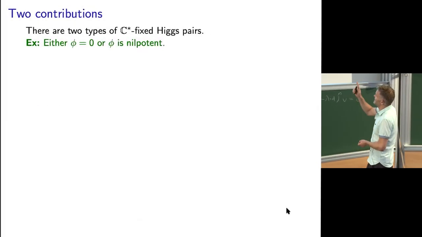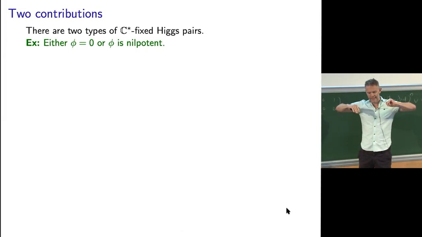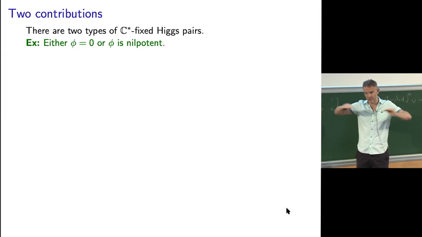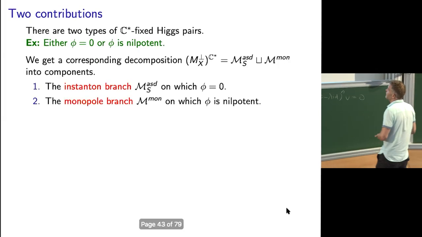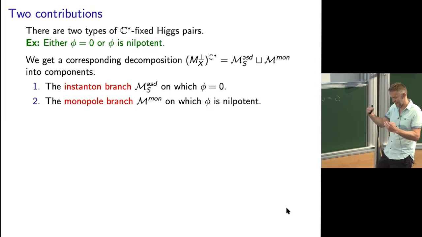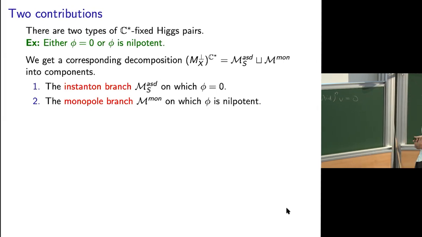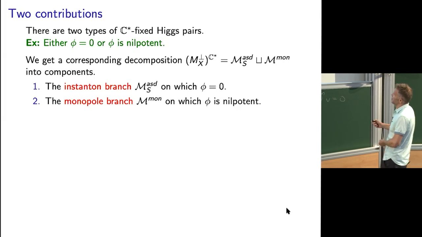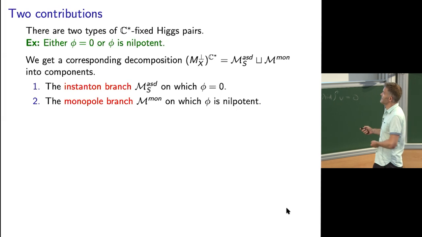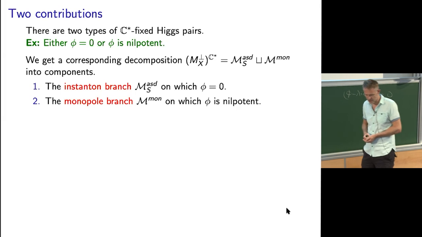It's easier to see the C star fixed loci in the sheaf on X language rather than the Higgs pair language. So on X, what you're doing is you're taking sheaves which are supported on a thickening of the zero section. You can see those could be C star invariant. They're not all C star invariant, but the structure sheaf of a thickening of S, for instance, is C star invariant. So we get a decomposition of the C star fixed locus into two pieces. The so-called instanton branch, so this is sheaves with fixed determinant on S. This corresponds to solutions of the anti-self dual equation via the Hitchin-Kobayashi correspondence.